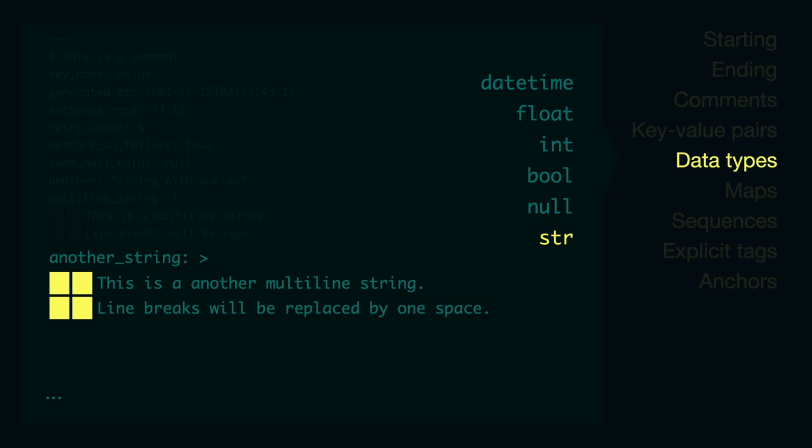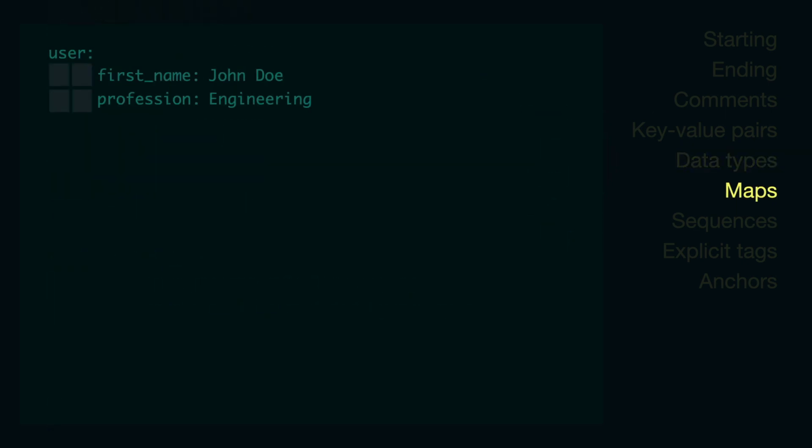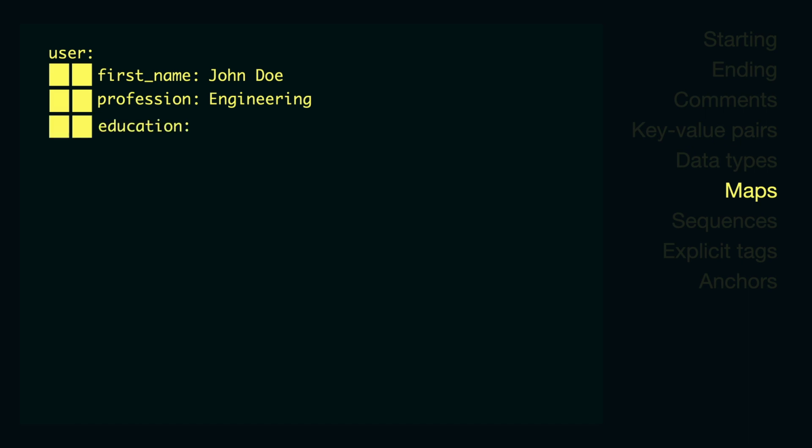Alright, so next we have the collection type map. A map is similar to an object in other languages. So again, we start with the key, then we have two spaces and the key value pairs for all the properties of the object. We can also have nested objects. So here we have education with two properties, college and year.